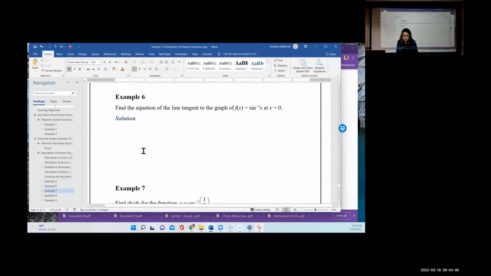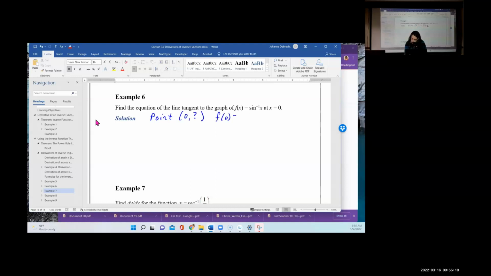Let's take a look at example 6. Find the equation of the line tangent to the graph of arcsine of x at x equals 0. Remember, we need two things. We need the slope of the tangent line at 0, and we need the point at 0. So let's get our point first. To get the point, we know that x is 0, and we need to find the y value.